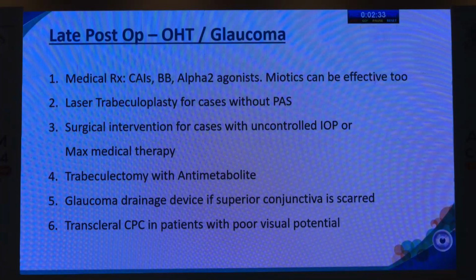Medical treatment involves carbonic anhydrase inhibitors, beta blockers, alpha-2 agonists, and miotics, which can be effective too in this situation. Laser trabeculoplasty for cases without PAS. Surgical intervention for cases with uncontrolled IOP or maximum medical therapy: trabeculectomy with antimetabolite, glaucoma drainage device if the superior conjunctiva is scarred, and transcleral CPC in patients with poor visual potential.